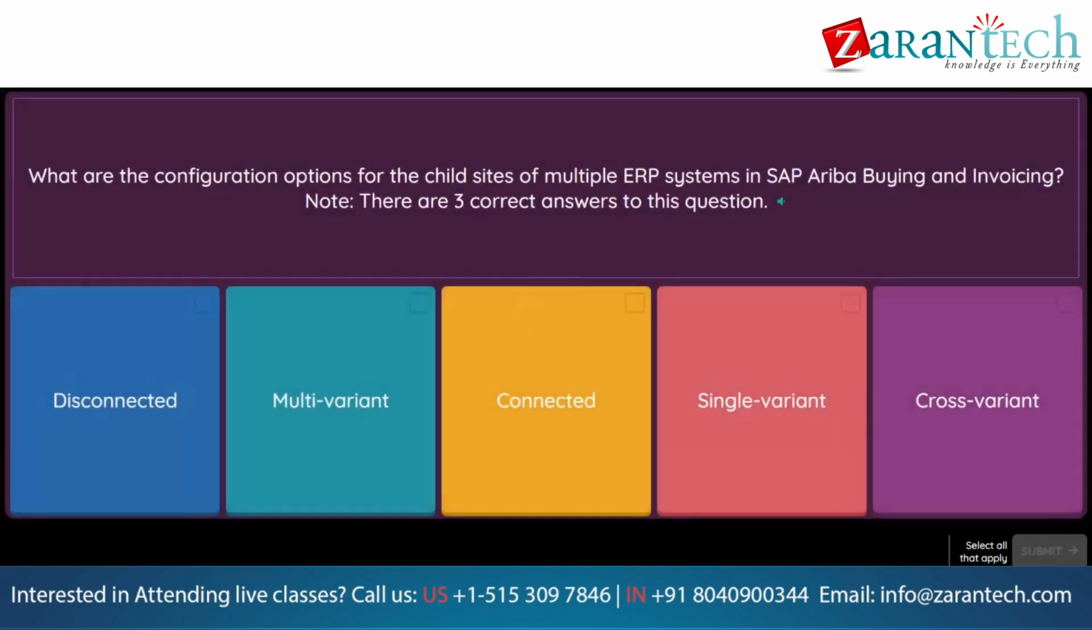Question: what are the configuration options for the child sites of multiple ERP systems in SAP Ariba buying and invoicing? Note: there are three correct answers to this question. Option 1: disconnected. Option 2: multivariant. Option 3: connected. Option 4: single variant. Option 5: cross variant.